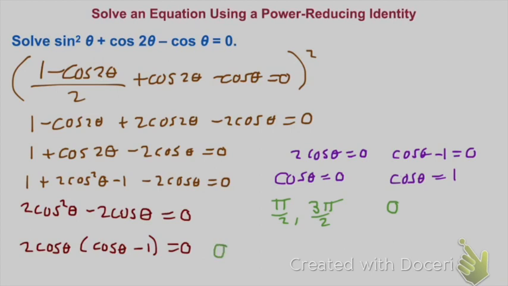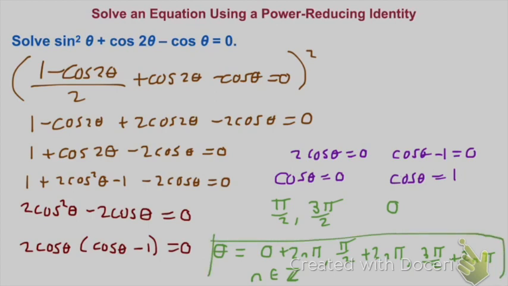So our thetas are equal to 0 plus 2n pi, pi halves plus 2n pi, 3 pi halves plus 2n pi, and don't forget that n is an element of the integers. This is my answer right here. So don't forget that when we don't have an interval or it doesn't say what quadrant to work in, we do need to give those answers in terms of pi and how many times it happens every time it goes around a circle.